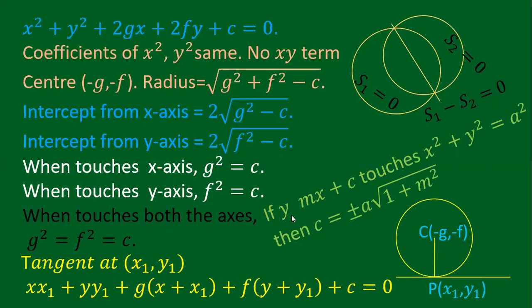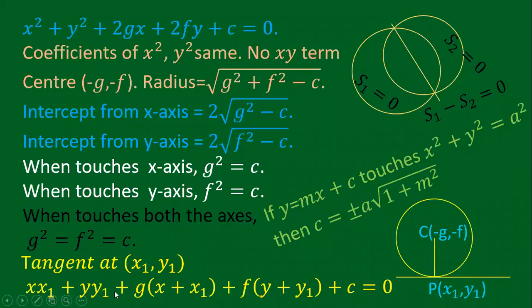If the straight line y is equal to mx plus c touches the circle x square plus y square is equal to a square, then we get the relation c is equal to plus minus a into root over 1 plus m square.